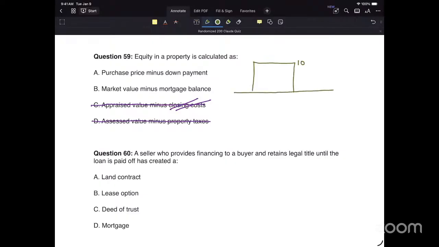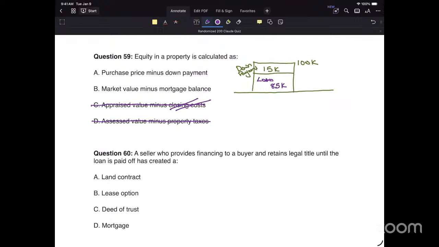And let's say this house is worth $100,000. That is the value of the house. Well, when you buy the house, maybe you put down $15,000. And that means your loan is for $85,000. We know that equity is the money that, if you were to sell the house, would go to you.